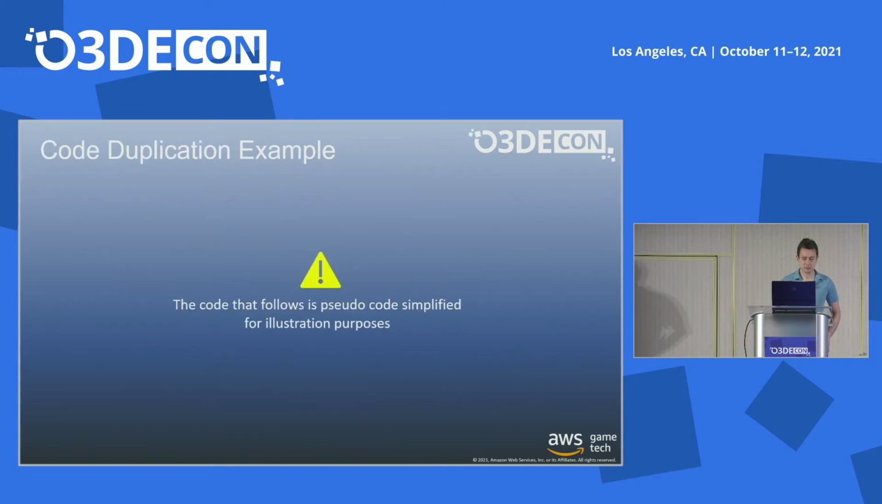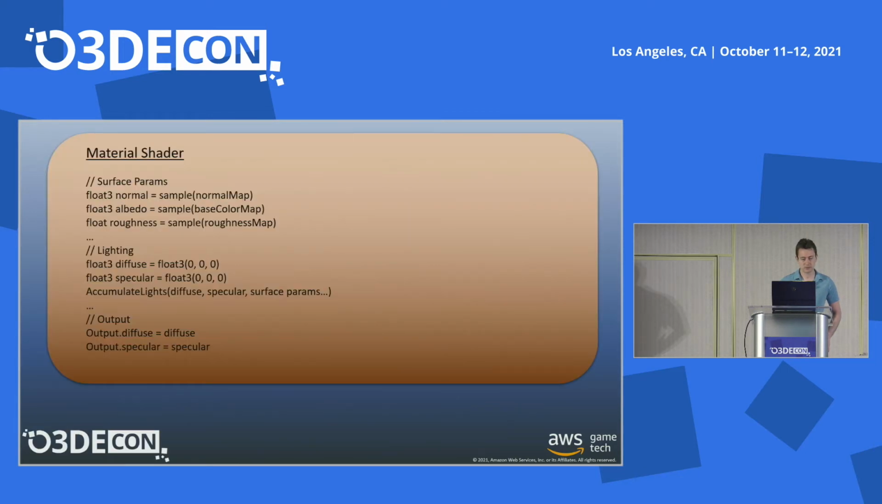So I'm going to go over the problem. What I'm going to present is old pseudocode. It's not actual code lifted from Atom. So here's a material shader. It starts off by setting up a couple parameters: your normal, your color, your roughness of the material. And then we have our lighting accumulation floats. So we want to accumulate diffuse and specular lighting. We run the light loop, which is the accumulate lights function. And then at the end, we output the render target.